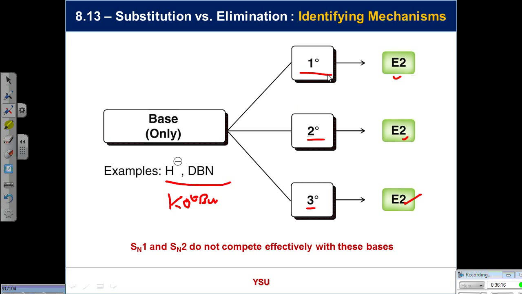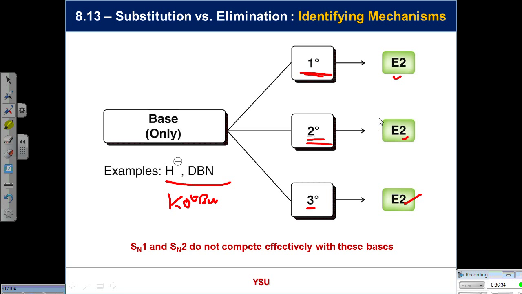In the primary system, what would we rather do? What's the better outcome, the SN2 or the E2? The SN2. Why can't I typically do an SN2 here? Bases are very crowded, and also they're very strong. They prefer the E2.